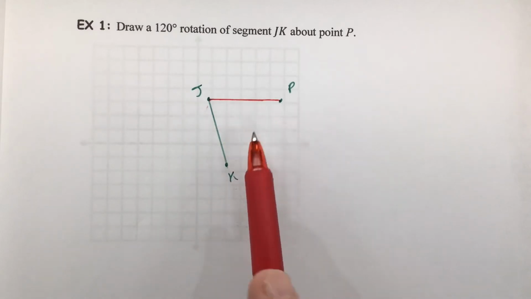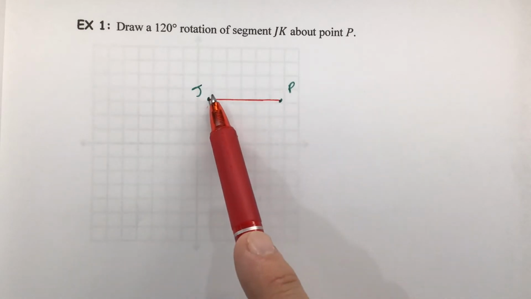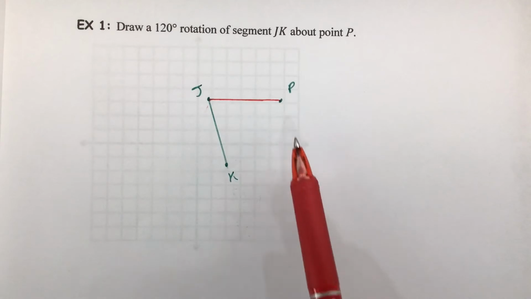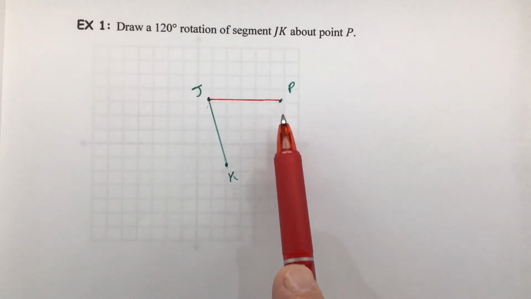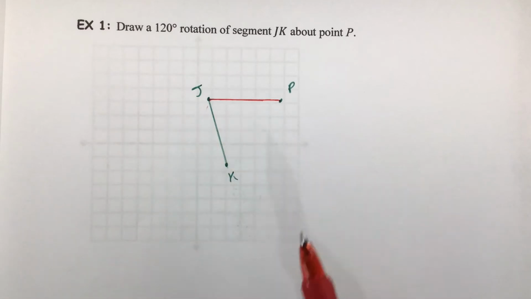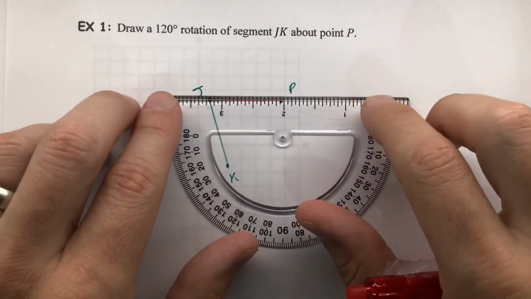Okay, and now I want to move counterclockwise, which means J is going to be moving in this direction over here. So somewhere there's going to be a line that I need to extend out of P that J prime is going to be sitting on. That line needs to be 120 degrees away from this one.